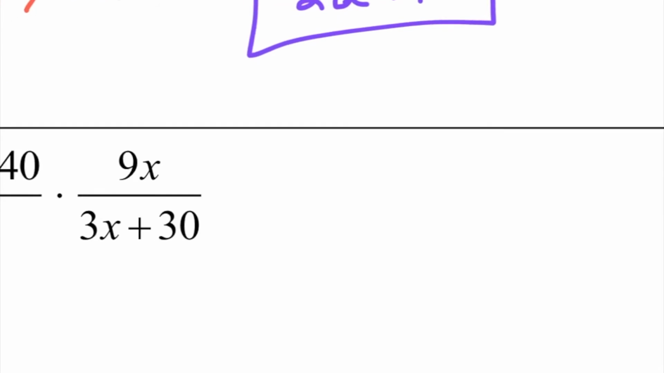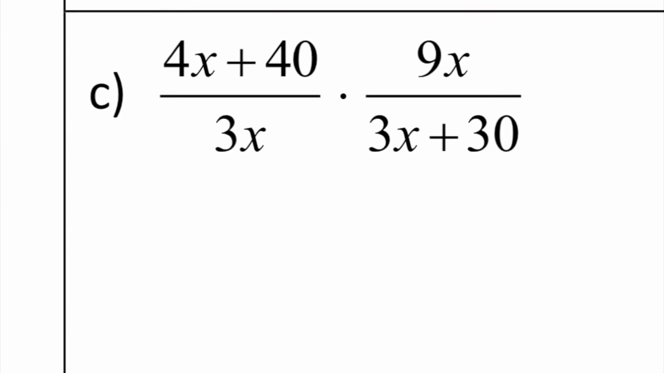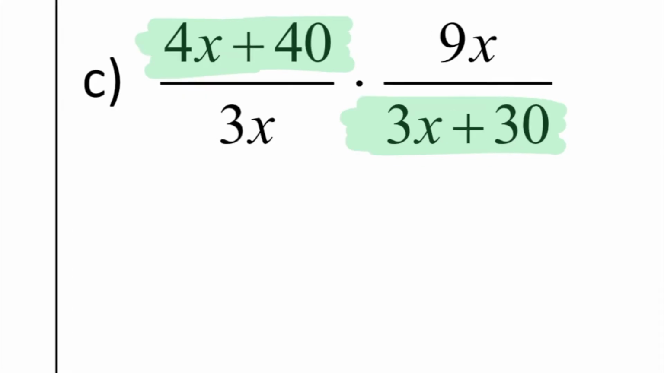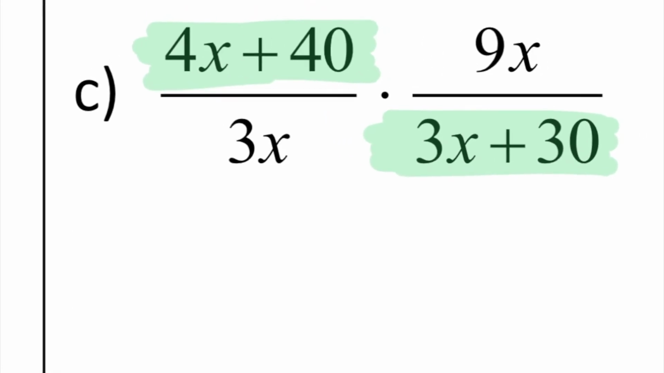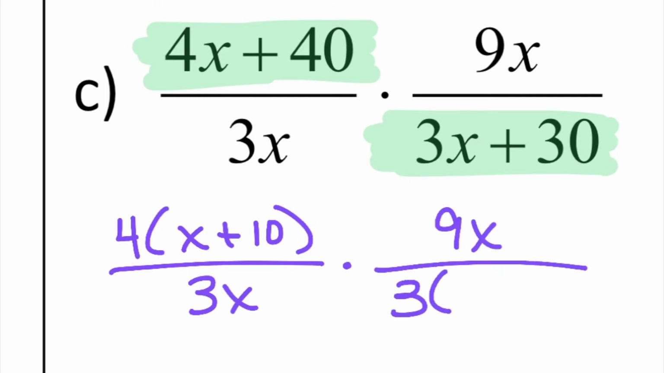In letter C, it's a multiplication problem. And in letter C, I see that I have a GCF in one numerator and another GCF in one denominator. So I'm going to just factor out those GCFs. So I've got 4 times x plus 10 all over 3x times 9x over 3 times x plus 10.